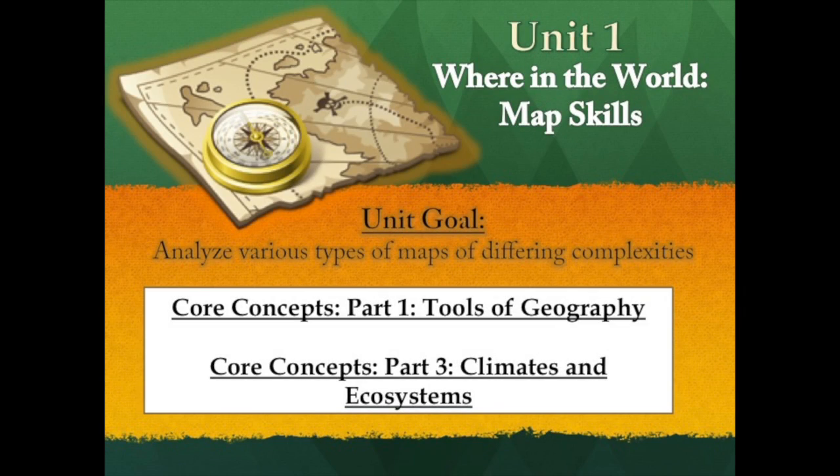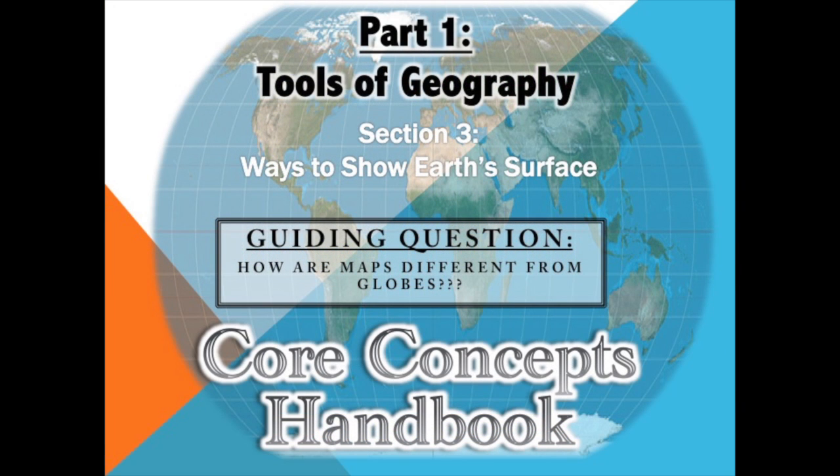We're beginning with Unit 1, Where in the World: Map Skills. The unit goal is to analyze various types of maps of differing complexities. It includes Part 1 from Core Concepts, which is Tools of Geography, and Part 3 from Core Concepts, Climates and Ecosystems. In this section, we're studying the ways to show Earth's surface.